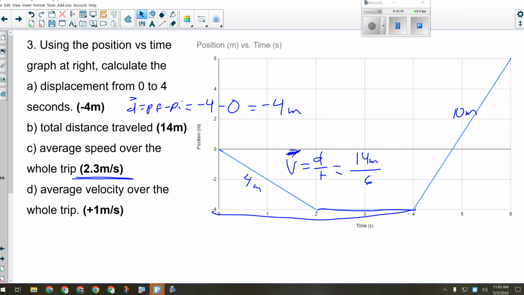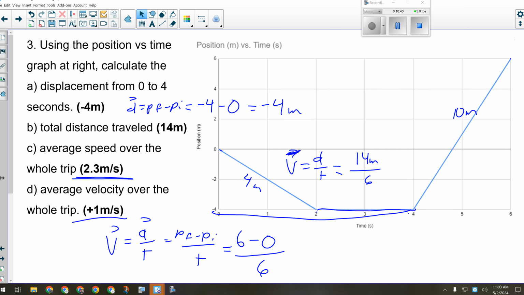Questions on that one? Okay, then average velocity over the whole trip. Average velocity is displacement divided by time, so final position minus initial position divided by time. Our final position is 6, our initial position is 0, and the total time is 6 seconds. 6 divided by 6 is positive 1 meters per second. Everybody all right with that?